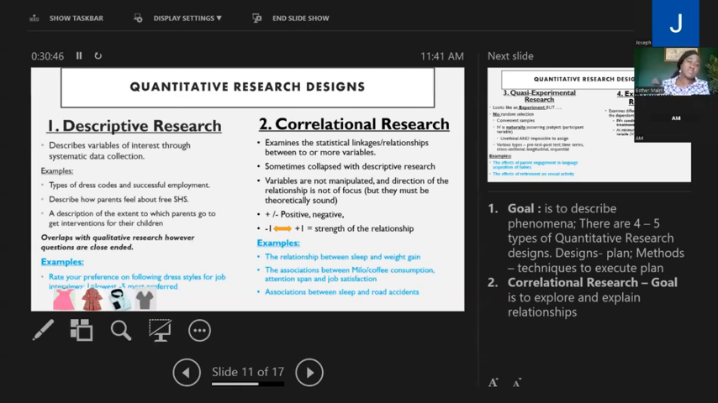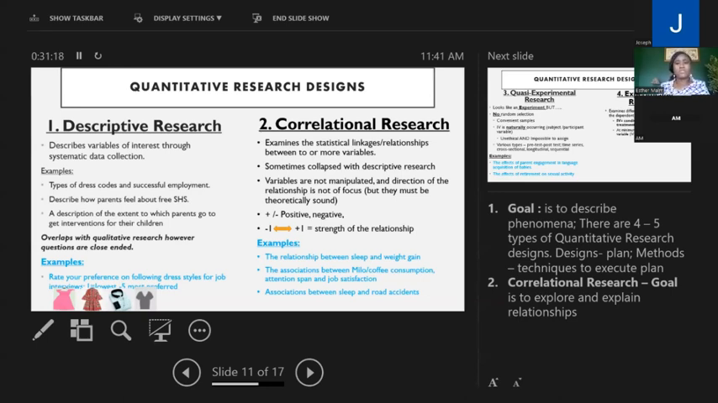If it was a qualitative study, you'd allow the participants to tell you a little bit more about why they prefer the various kinds of dress codes, right? Okay. Then we have correlational research, and the goal of correlational research is not as much to describe the experiences, but to examine if there are statistical relationships. Are there any relationships between the ideas or the variables or the behaviors that you want to study?